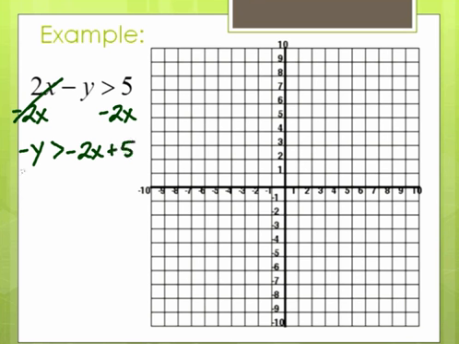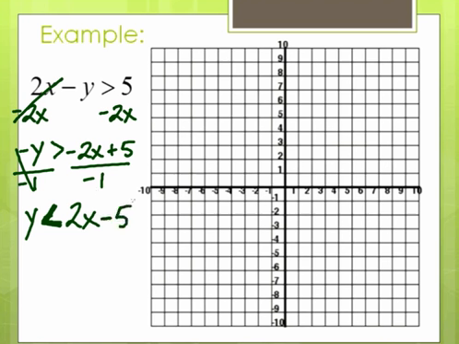Next, to get rid of that negative sign in front of the y, we will divide both sides by negative 1. Now, it's important to remember that anytime you multiply or divide both sides of an inequality by a negative, we do have to flip this sign. So it's not an equation, it's an inequality. We have to remember to change that sign around. All right, so now we just have negative 2x divided by negative 1. That's positive 2x, and then 5 divided by negative 1 is negative 5.